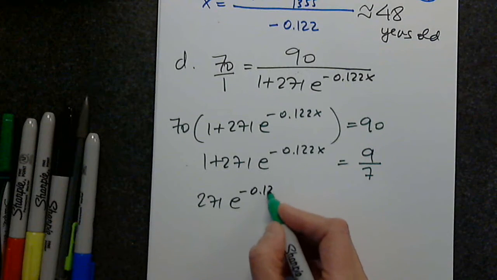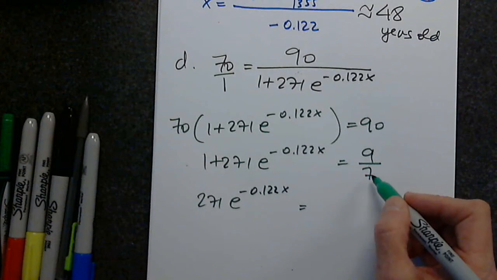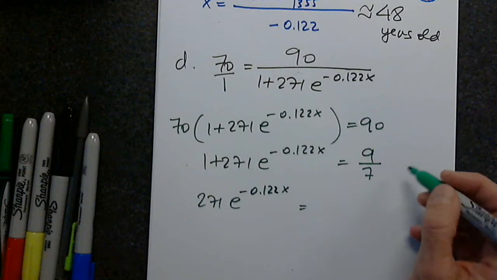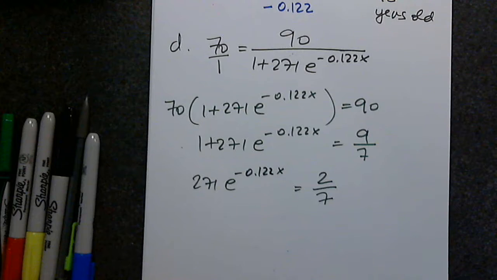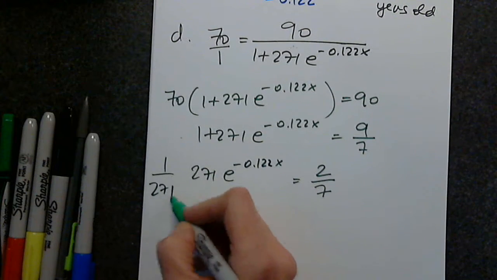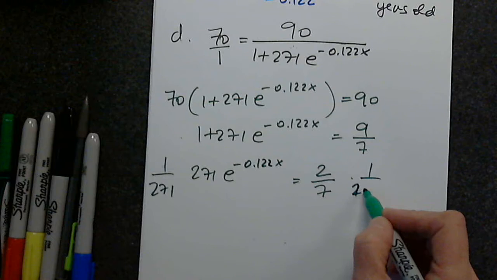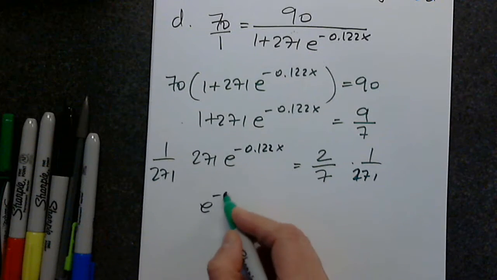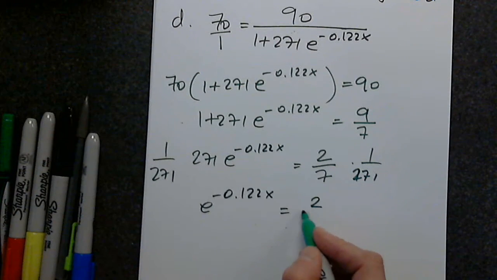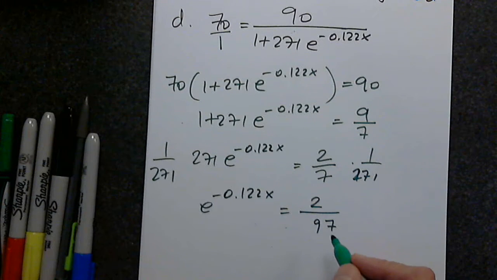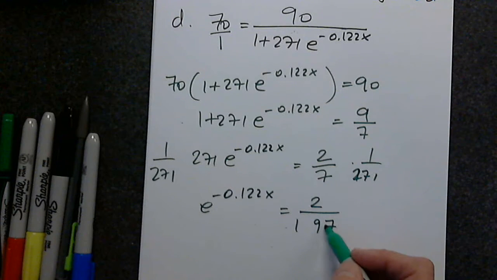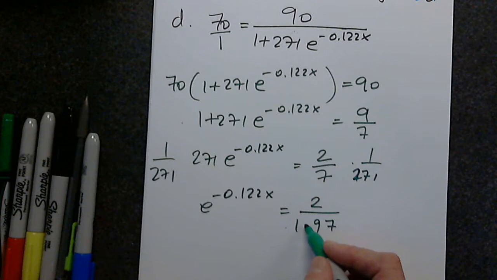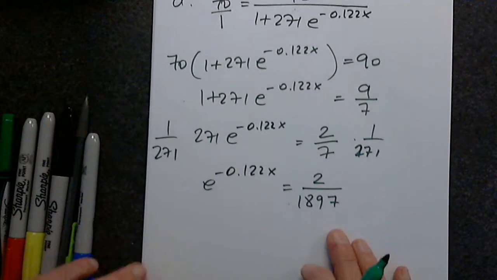271 e to negative 0.122x equals 9 over 7 minus 1. 7 over 7 is 2 over 7. Yes, because we want to take care of that. e to negative 0.122x equals 2 over 1897, right? Yes, okay, just making sure. Sorry. Good, next step.